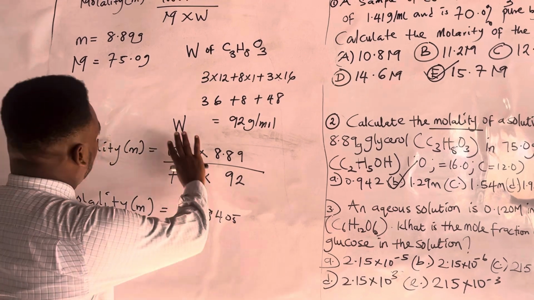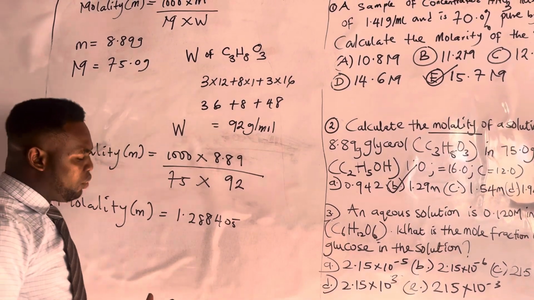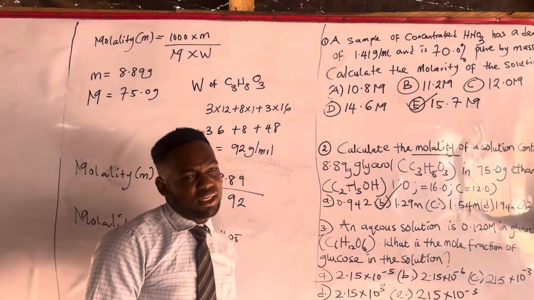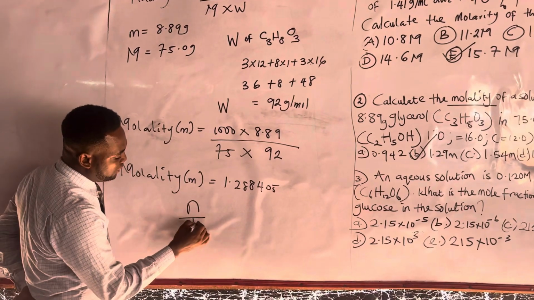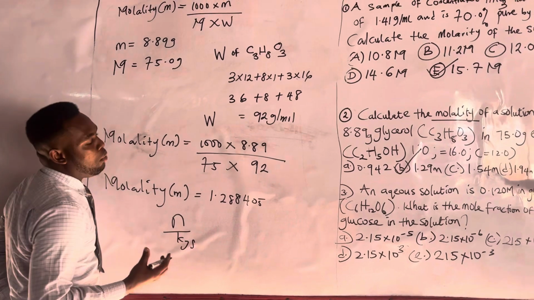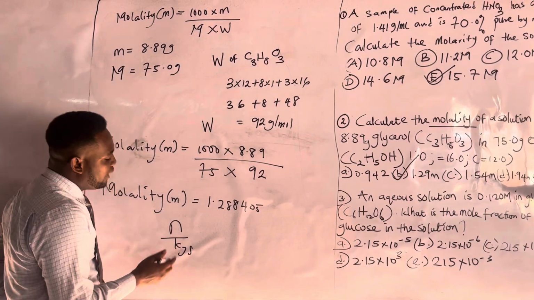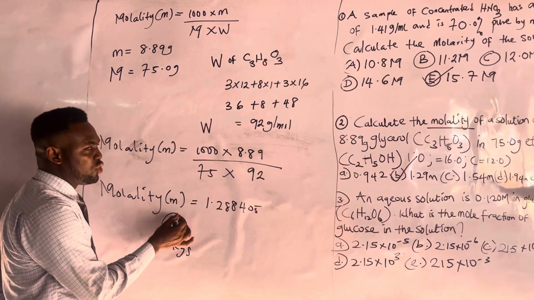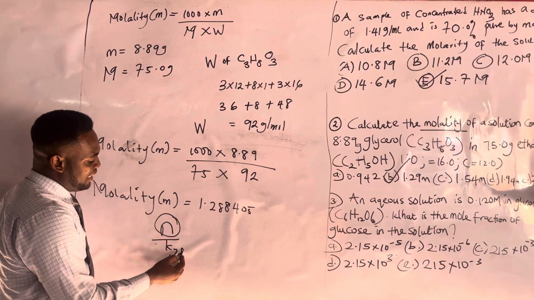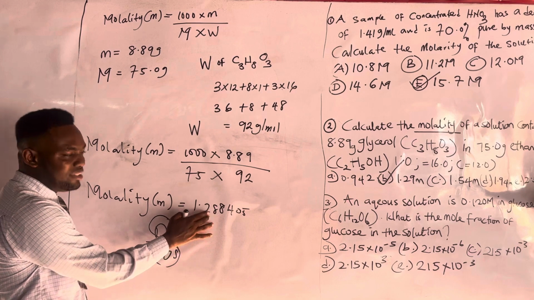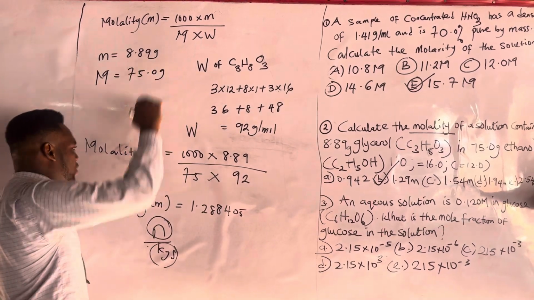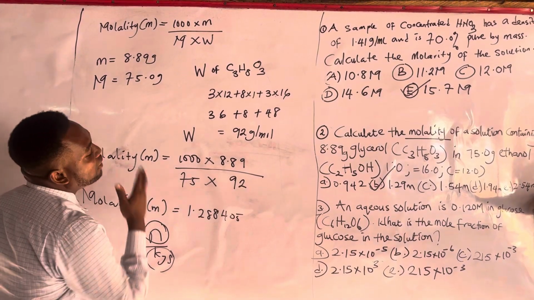Now, this is a shortcut method. If you want to use the normal method to get the molality, we said that molality is number of mole over kilogram of solvent. That's the normal method. It then means we need to get the number of mole of solute first, divided by the mass of the solvent in kilograms. We are sure going to get the same answer, but I prefer using the shortcut method to get the answer very quickly.